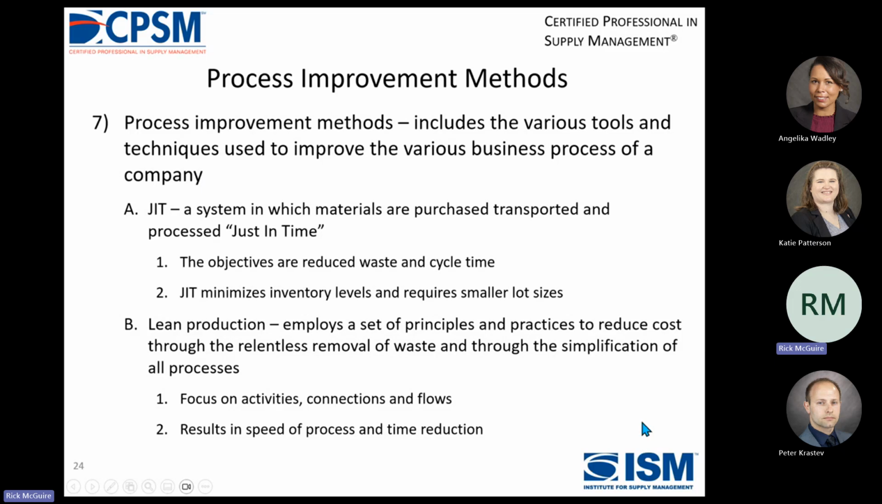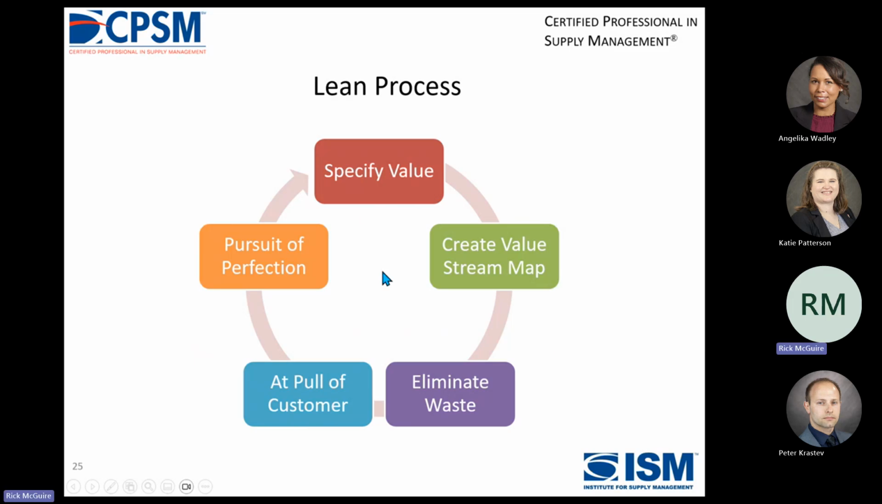Lean production employs a set of principles and practices that reduce costs through relentless removal of waste, the 7 mudas, or the 7 wastes, and through the simplification of all processes. So it focuses on activities and what the customer is willing to pay for and wants. Connection and flow results in speed and process time reduction. That's lean production. This is the lean process. Specify the value, create a value stream map we looked at, eliminate the waste. At the flow of the customer is make them as the customer wants them and pursuit of perfection. So this is all about a lot size of 1.